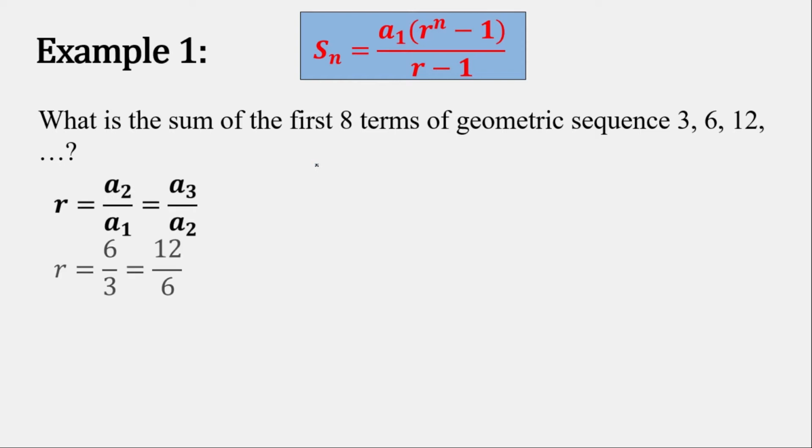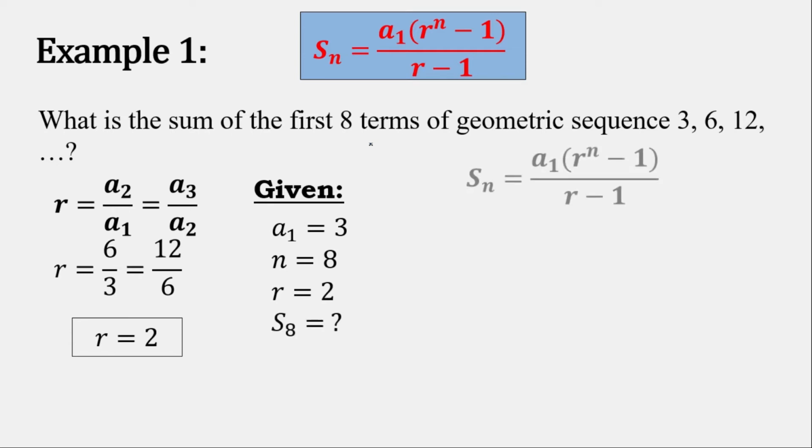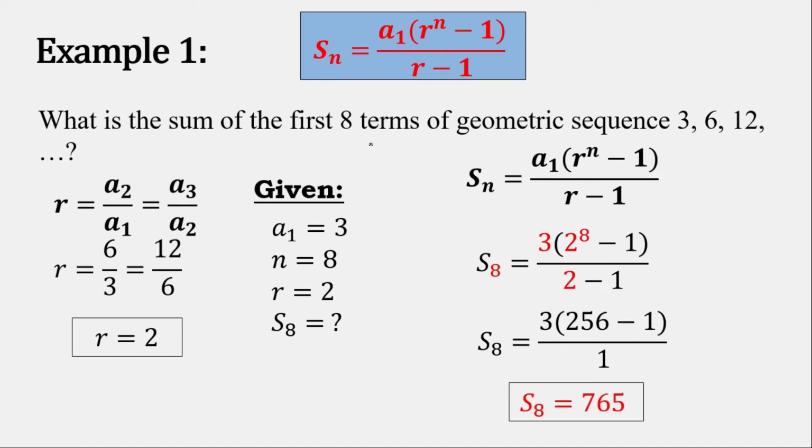We can compute first for the common ratio, which is 2. And we can see in the problem that we have 3 as our a sub 1, or our first term, and 8 as our number of terms, and 2 for our r. Let's copy the formula first, substitute all the values that we have, evaluate the equation, and solve for the value of a sub 8. That is 765.